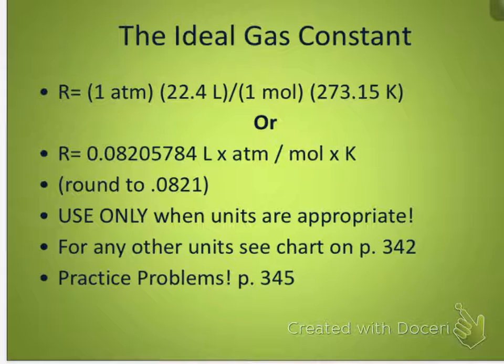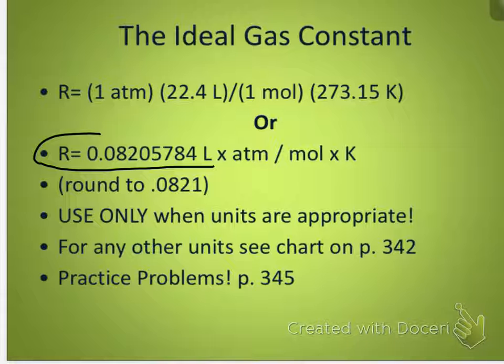Okay, so R is equal to 1 standard pressure, 1 atmosphere of pressure, which is 22.4 liters if it's 1 mole at 273.15 Kelvin. We haven't used the 0.15, we usually don't. But what that gets you is an R value of 0.08258784 liter-atm over mole-kelvin. We round that to 0.0821.